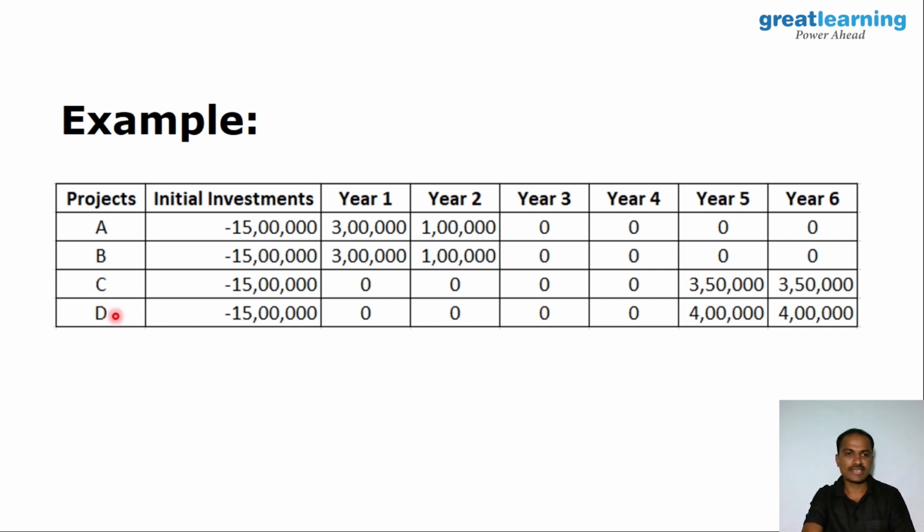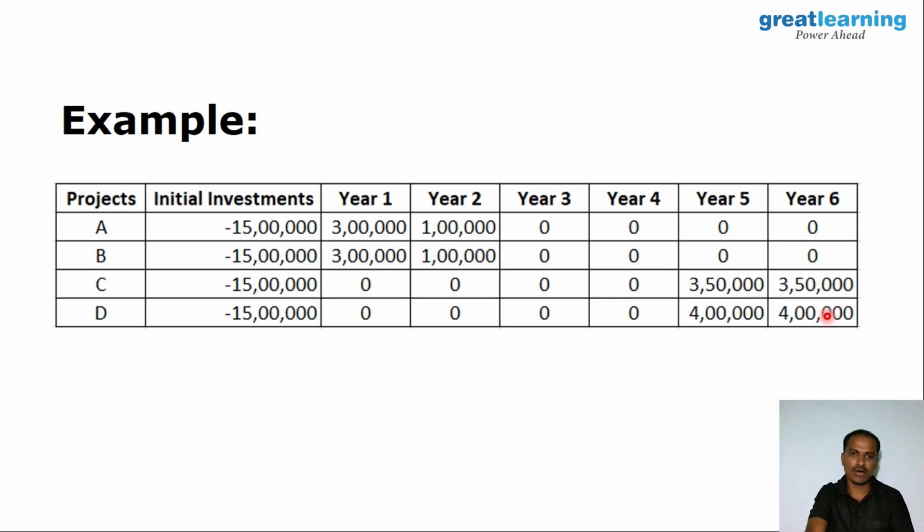Now, let's see project D. What is the initial investment required? For this project also, it requires 15 lakhs initial investment, but there is no cash flow in year 1, year 2, year 3, and year 4, but there is a cash flow from year 5 onwards, year 5 and year 6.